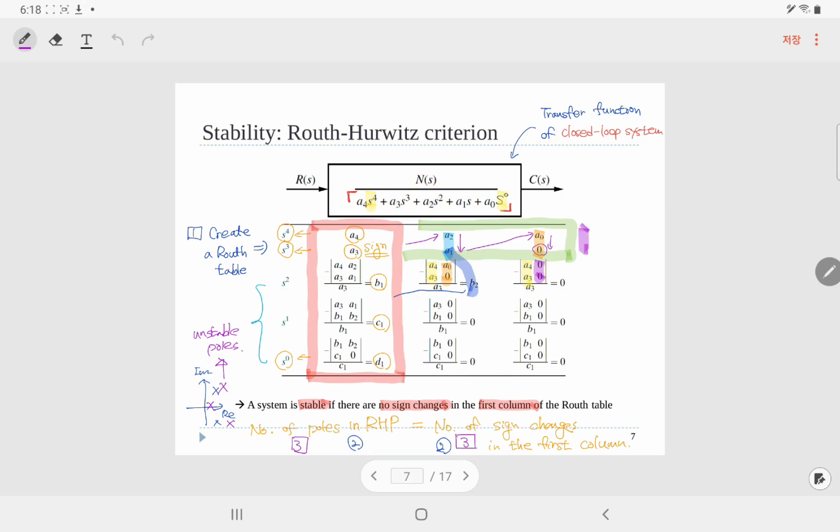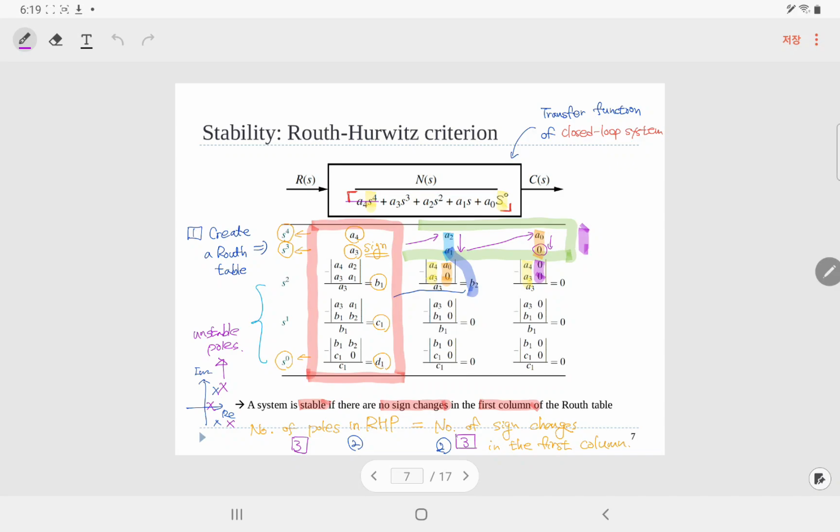자, 우리는 지금 시스템의 폴만이 관심이 있죠. 클로즈 루프 시스템의 폴에 관심이 있으니까 분자는 신경 쓸 필요 없이 분모만 신경 쓰면 되더라는 얘기예요. 그죠? 디노미네이터만 신경을 쓰자는 얘기예요. 자, 이것을 가지고 무언가를 할 겁니다. 무엇을 하냐면 루스 테이블이라는 것을 만들어낼 거예요. 루스 테이블이 어떻게 만들어지냐면, 여러분들 눈치 있게 잘 살펴보면 굉장히 어려운 얘기 아니에요.